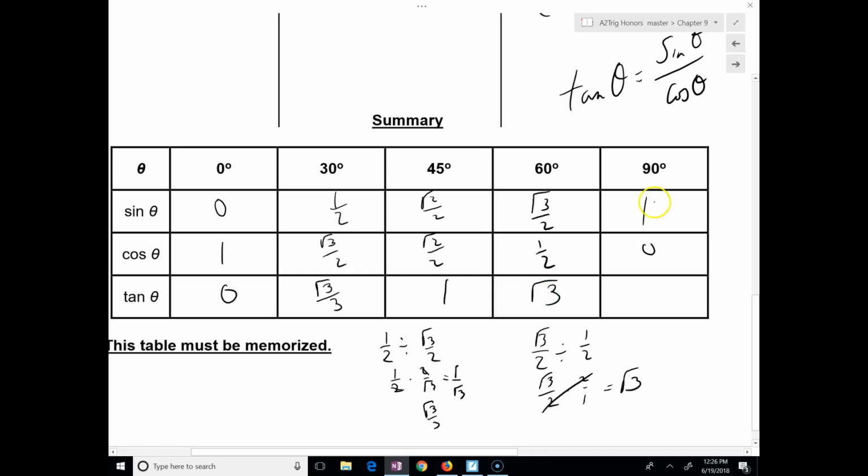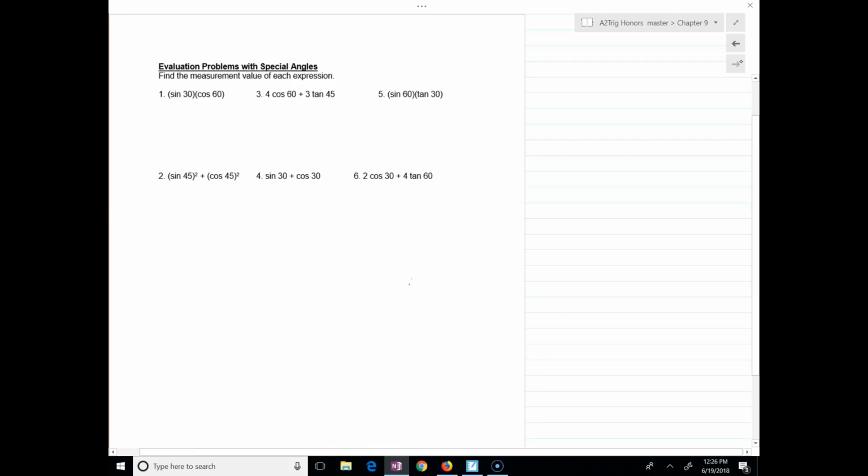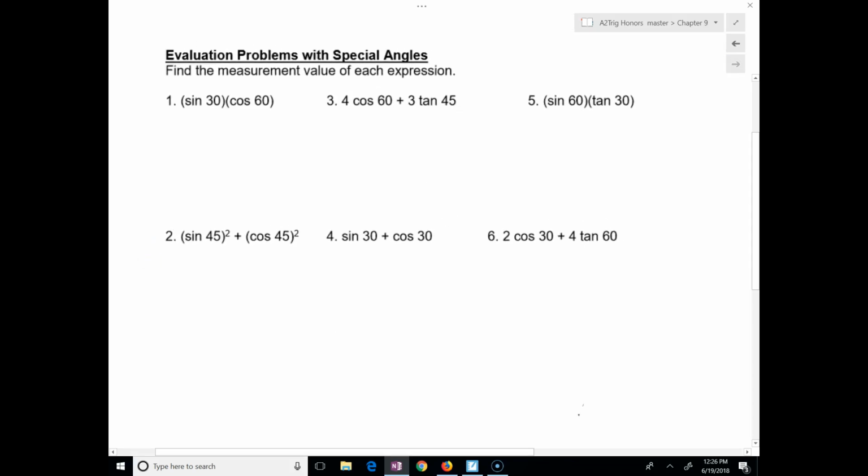Again, the tangent of 90, sine over cosine, 1 over 0 is undefined. Okay. This is our basic 0 to 90 chart. We're going to be using this a lot, so understand, we might want to memorize this. Alright? So, let's do some basic examples of this. Again, pure memorization will help us with this.